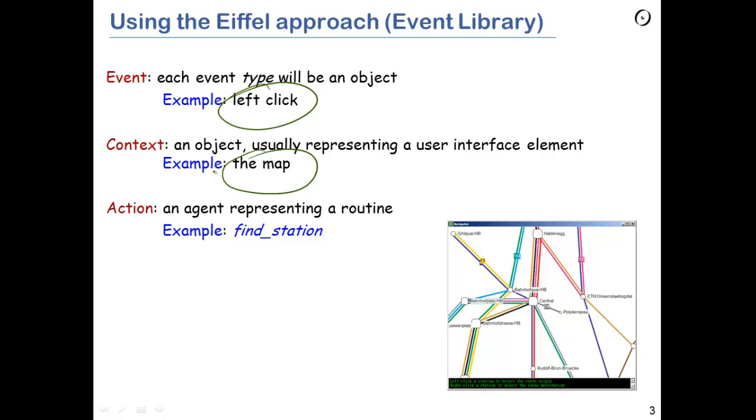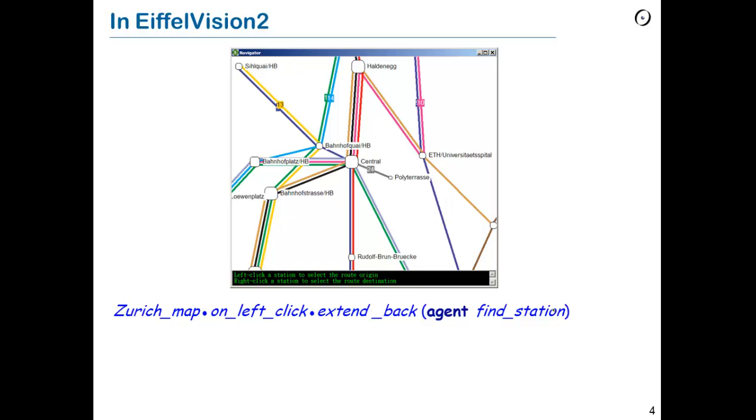But for actions, well, we have routines, right? Find station is going to be some routine in the Eiffel code, which determines how to find the closest station to a certain x, y coordinate point. In this case, it's probably Polyterrasse. Well, we have a routine that does this, but the routine is not an object, it's code. And so we need a way to represent code as objects, so to speak. We need a way to encapsulate routines, that is to say code, in objects, and that is exactly what agents are going to give us.